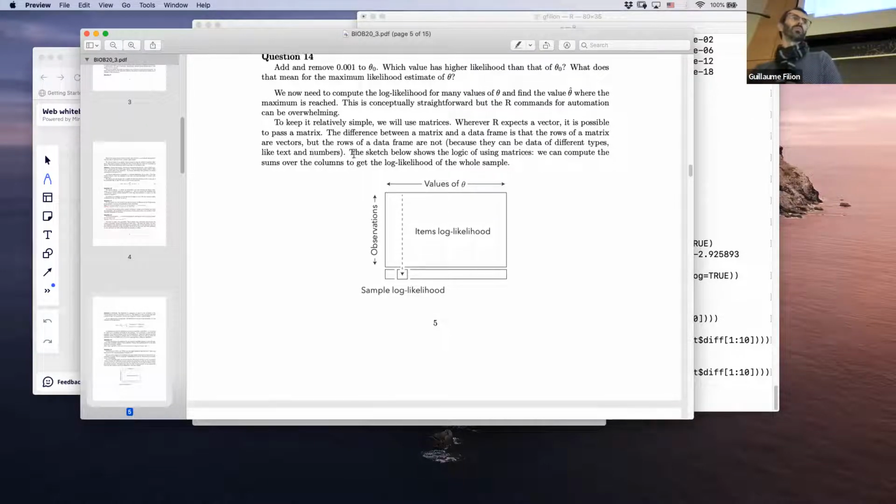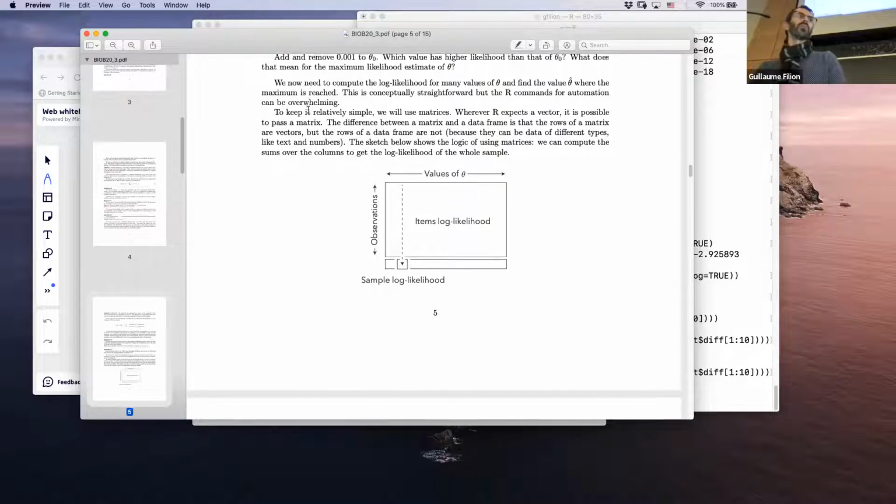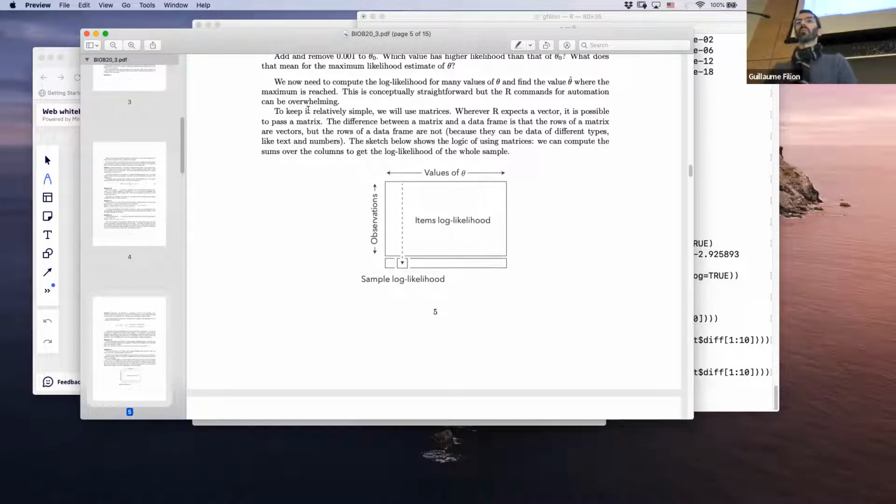To keep it relatively simple, we'll use matrices. Yeah, this is conceptually straightforward, but the for commands for automation can be overwhelming. Not everybody is yet familiar with for loops. They will come later in the semester. And if we go to for loops right now, it's going to be a little bit too much. So to keep it relatively simple, even though that's probably already annoyingly complex, we will use matrices.